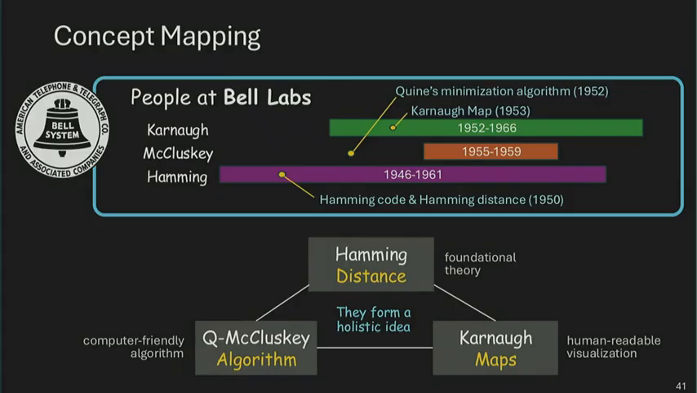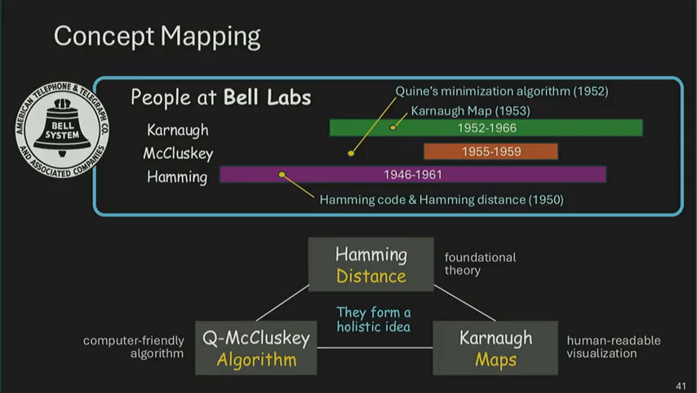And you see the minimization algorithm by Quine and McCluskey is earlier than the Karnaugh map. And that's, I think, out of necessity. The algorithm is what we need to minimize circuits in a computer. And the K-map is just a little visualization tool for us to understand what is happening.